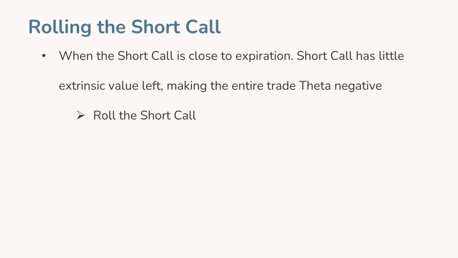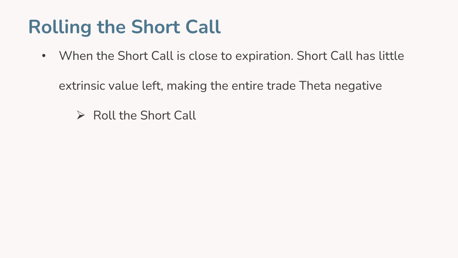I typically roll the short call when it's close to expiration, when the short call has little extrinsic value left, making the entire trade theta negative. Later on, I'll be showing you a simple Excel spreadsheet that I use to keep track of my options portfolio. And from there, you have all the information of your options position all in one place, including the total theta of the trade.